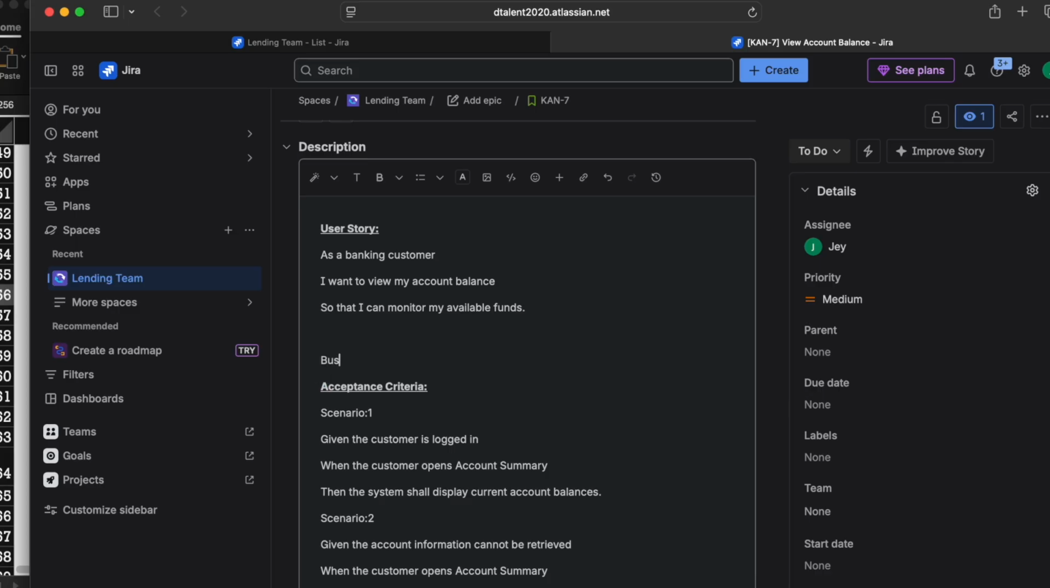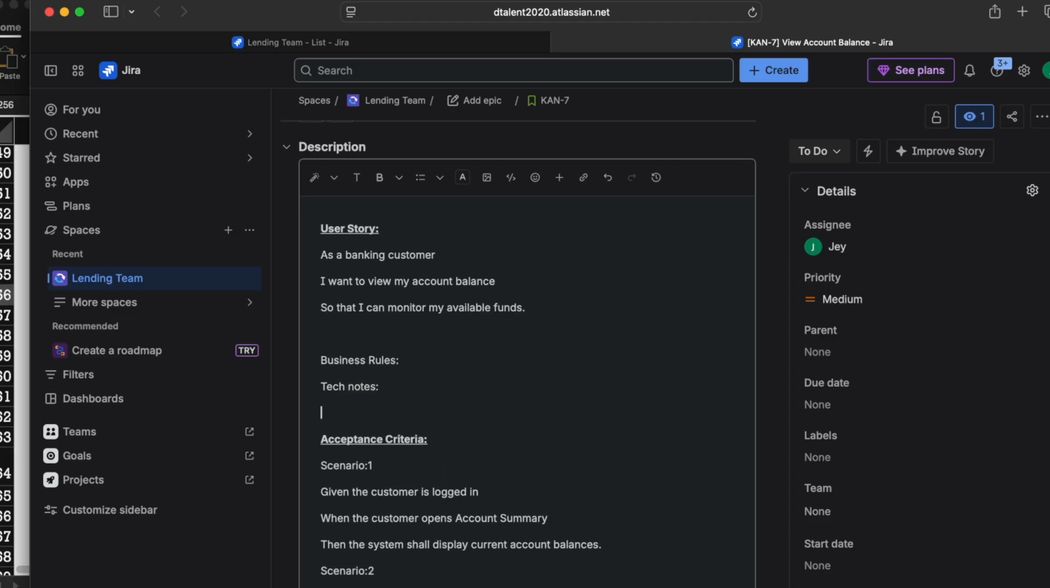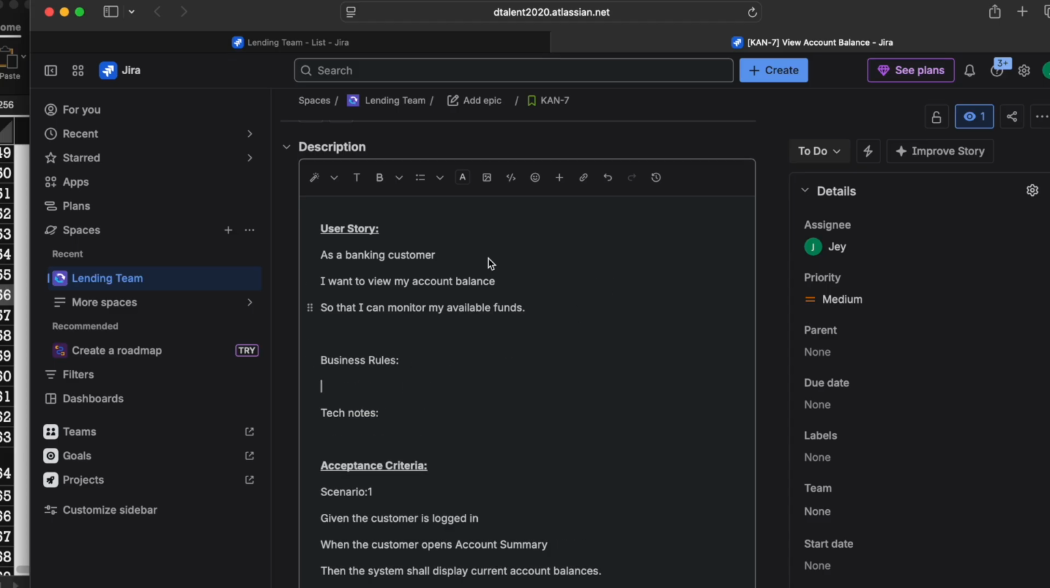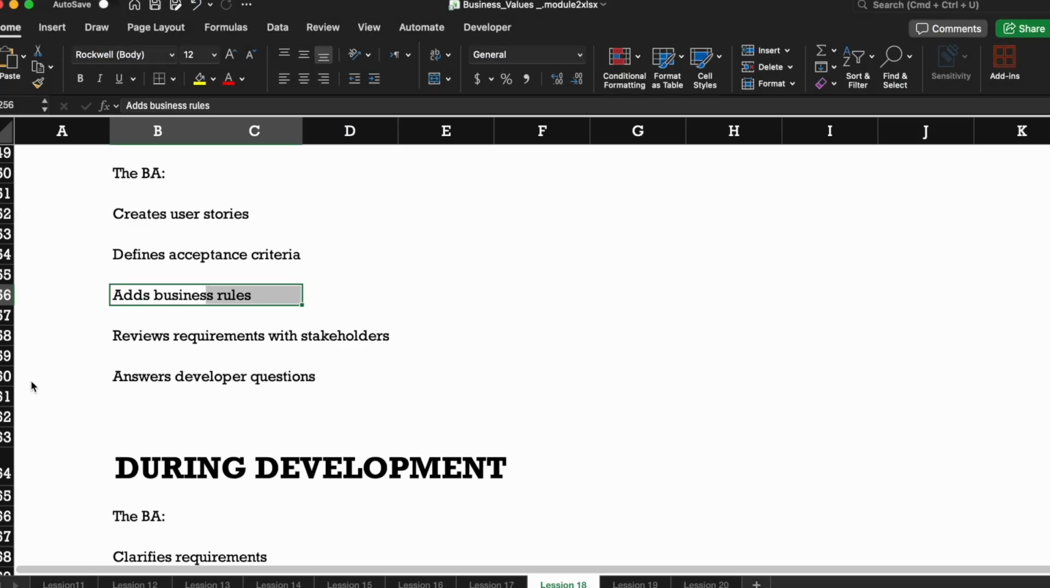Okay, so you have seen the ticket, but the main idea is like this. On the business rules, take notes. You can add all kinds of information which is useful for the tester and developer, right? So you can add system shall, whatever business rule is applicable, you can add here. Okay, so review requirements with stakeholders, and answer the developer's questions.